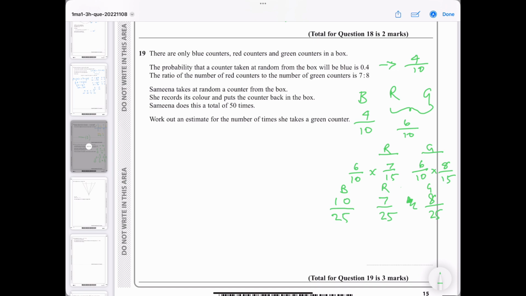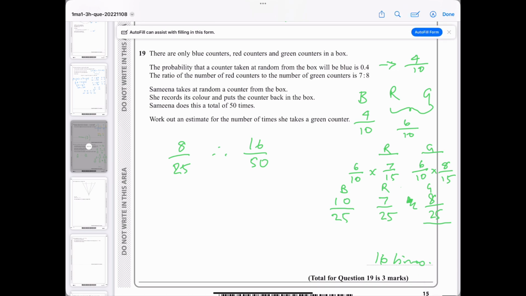Right, Samina takes at random a counter from the box. She records its colour and puts it back in the box. Samina does this 50 times. Work out the estimate for the number of times she takes a green counter. So if she took one out every 25 times, she'd get 8. So it's 8 out of 25. Therefore, it would be 16 out of 50. So the answer is 16 times because you just double them.